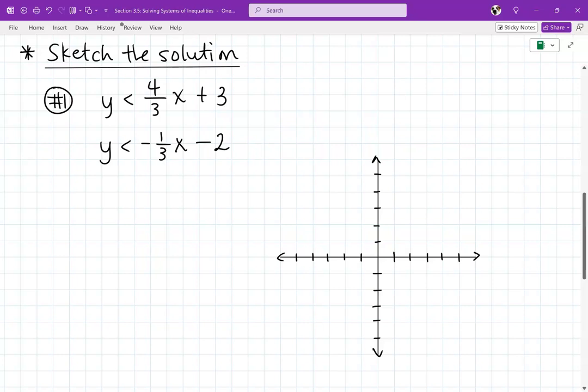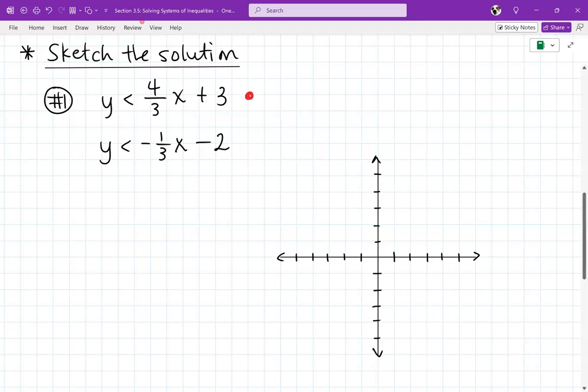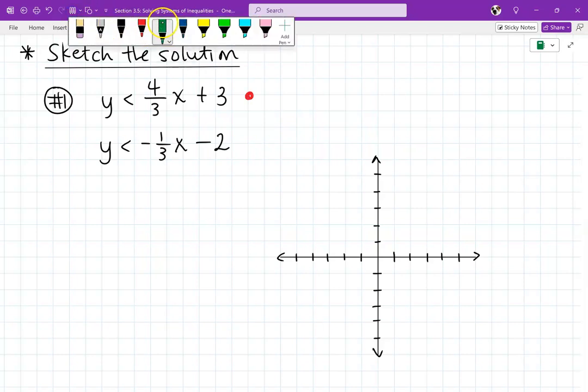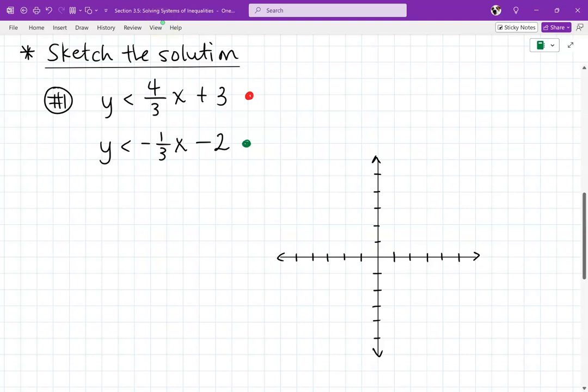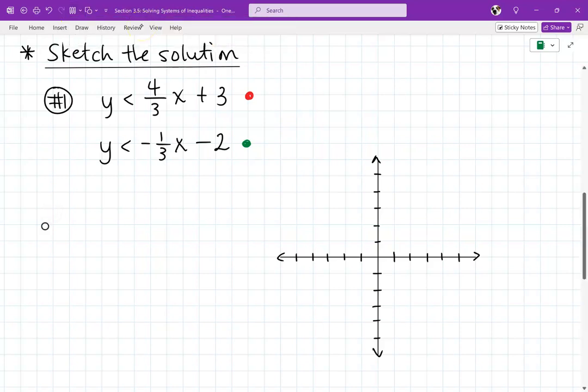All right, so let me put 2 colors here. I'm going to put a little red dot here. So the red line is going to be an indication of the top equation, and the green line will be an indication of the bottom equation. Okay, so let's do the red line first. I'm supposed to solve for y. It's already solved for y. Then I'm supposed to say, okay, what's my y-intercept and my slope? So my y-intercept is 3. So here's 3. And then I'm supposed to go up 4 times, 3 times to the right. But will that fit? No.